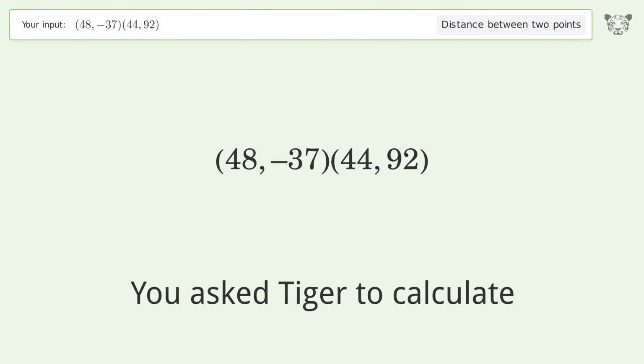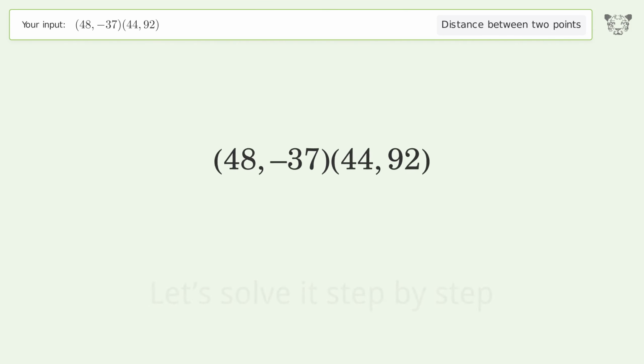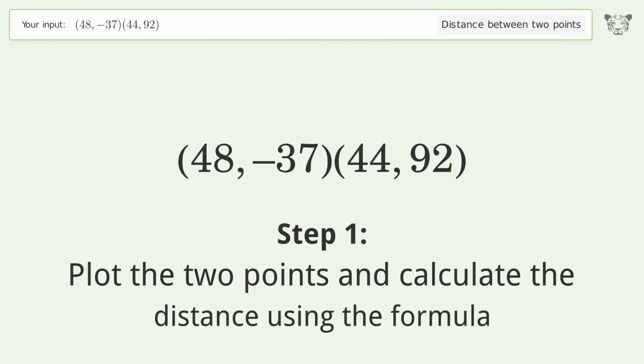You ask Tiger to calculate. This deals with the distance between 2 points. The distance between the 2 points is the square root of 16,657 or 129.062. Let's solve it step by step. Plot the 2 points and calculate the distance using the formula.